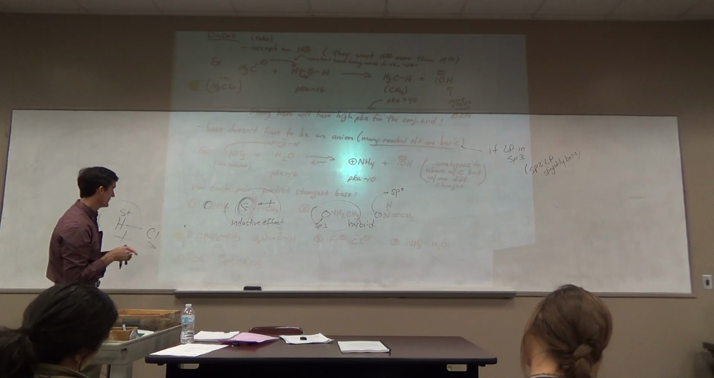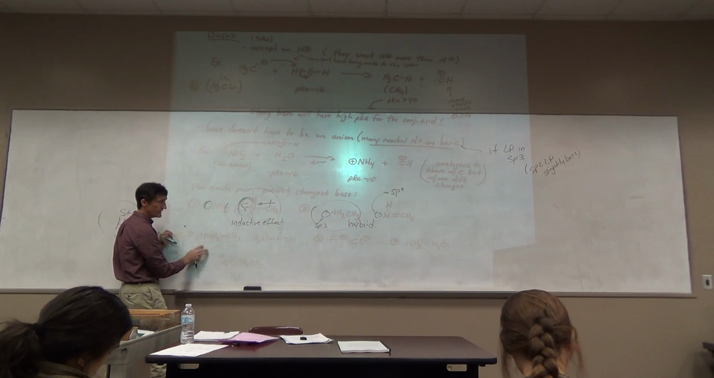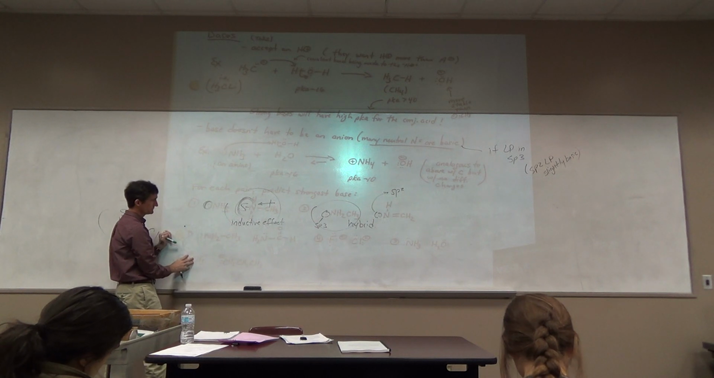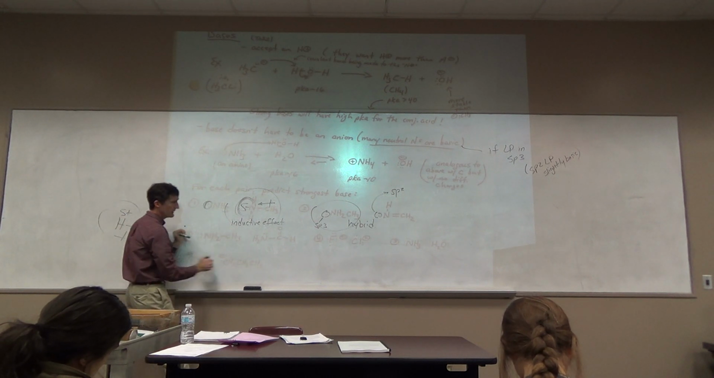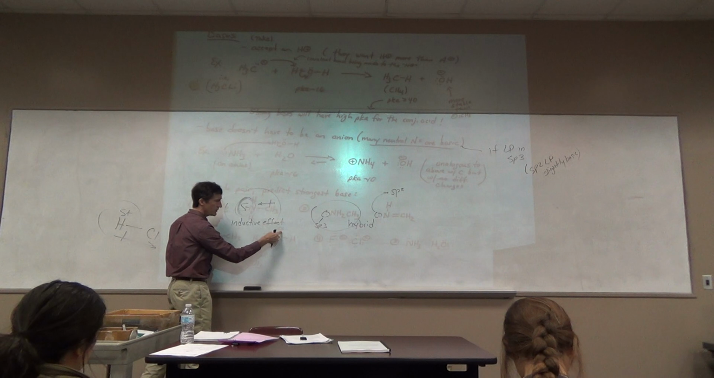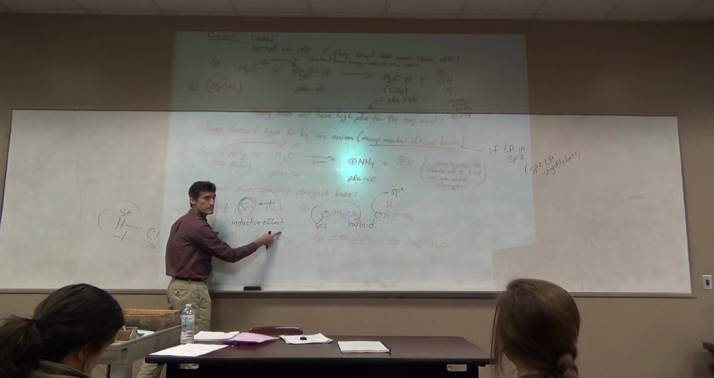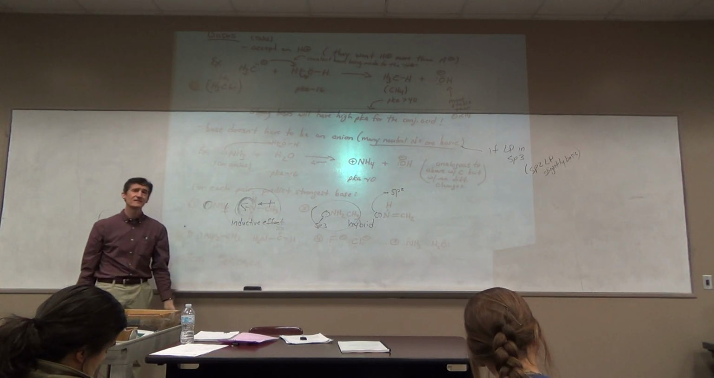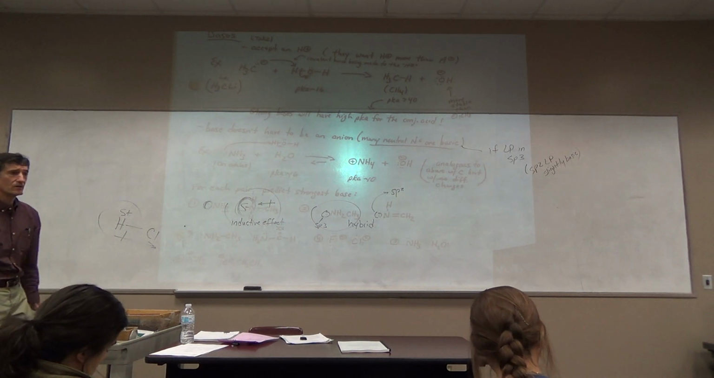Number 3. Again, these are neutral. Typically nitrogen. That oxygen is neutral. It has a lone pair. Neutral oxygens tend not to be basic. Why?